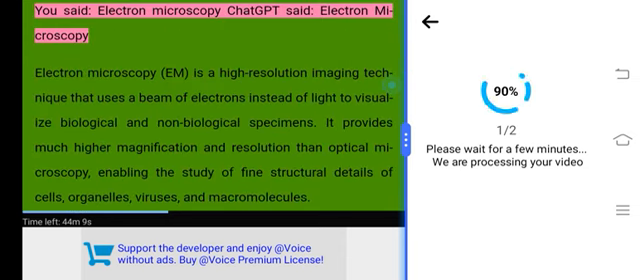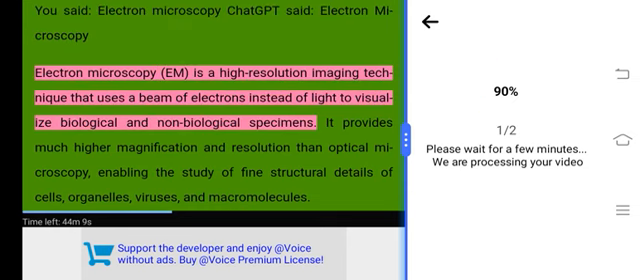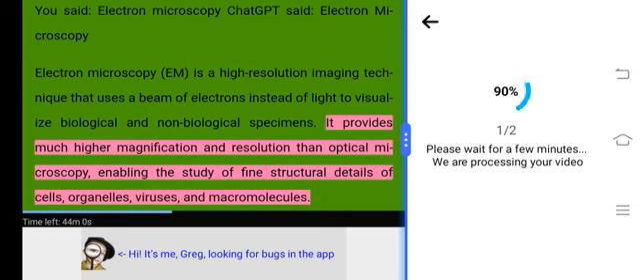Electron microscopy. Electron microscopy (EM) is a high-resolution imaging technique that uses a beam of electrons instead of light to visualize biological and non-biological specimens. It provides much higher magnification and resolution than optical microscopy, enabling the study of fine structural details of cells, organelles, viruses, and macromolecules.